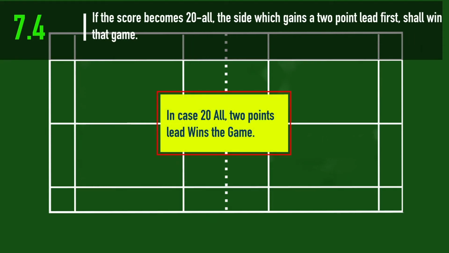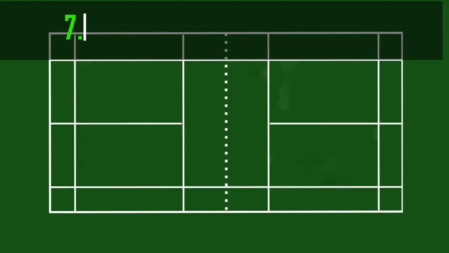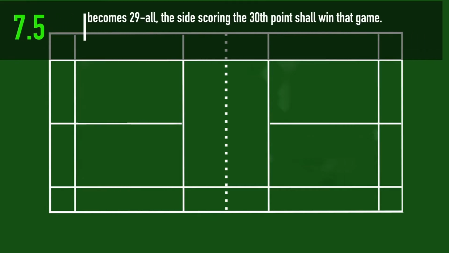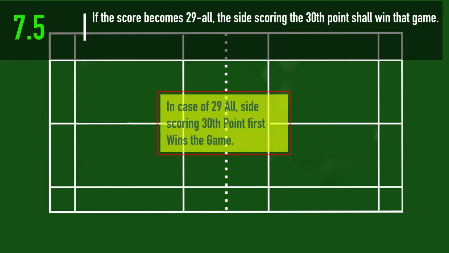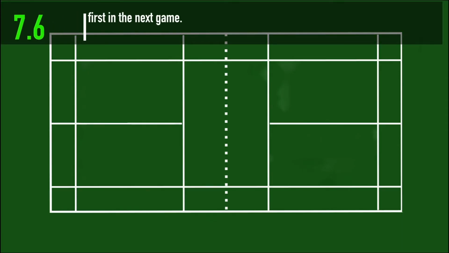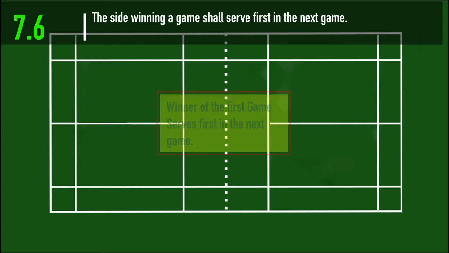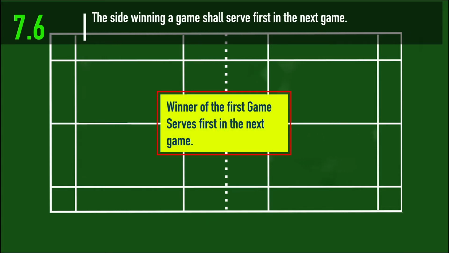7.4. If the score becomes 20 all, the side which gains a 2-point lead first shall win that game. 7.5. If the score becomes 29 all, the side scoring the 30th point shall win that game. 7.6. The side winning a game shall serve first in the next game.